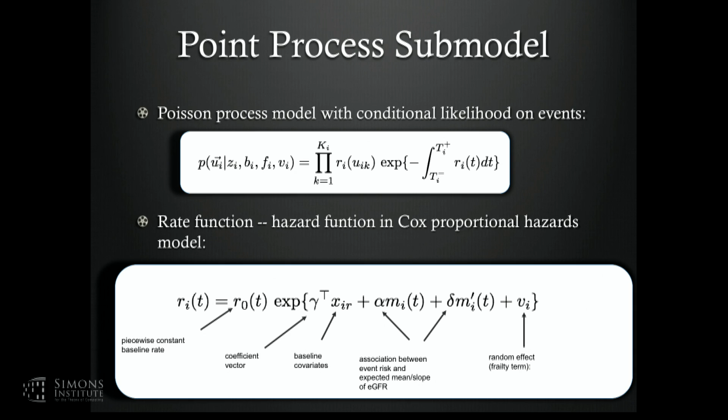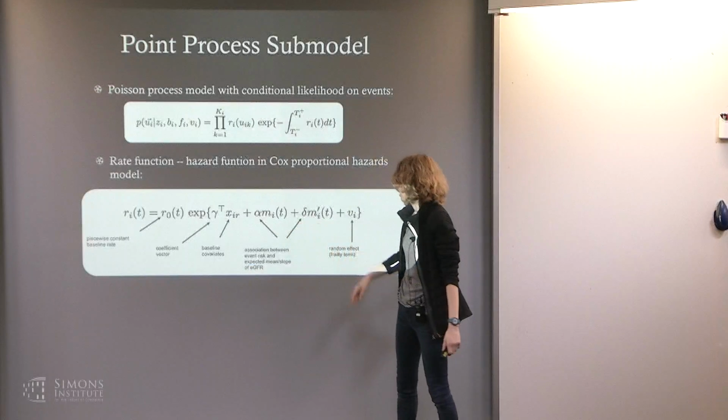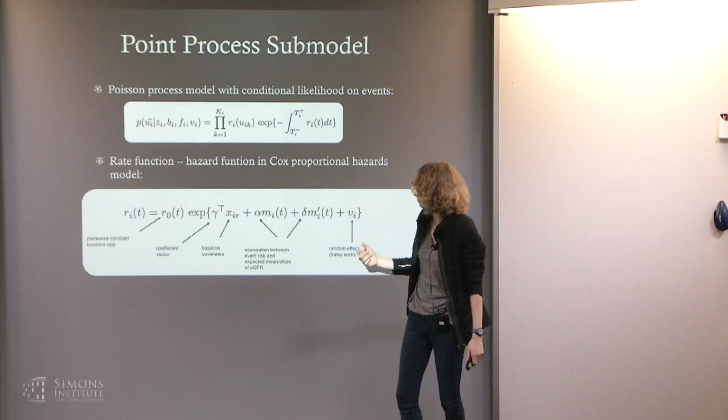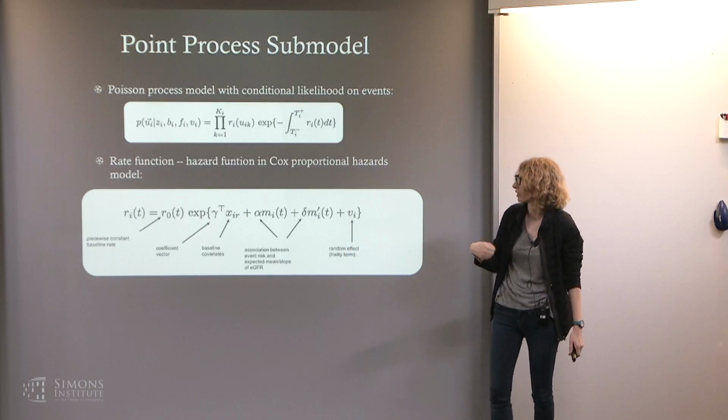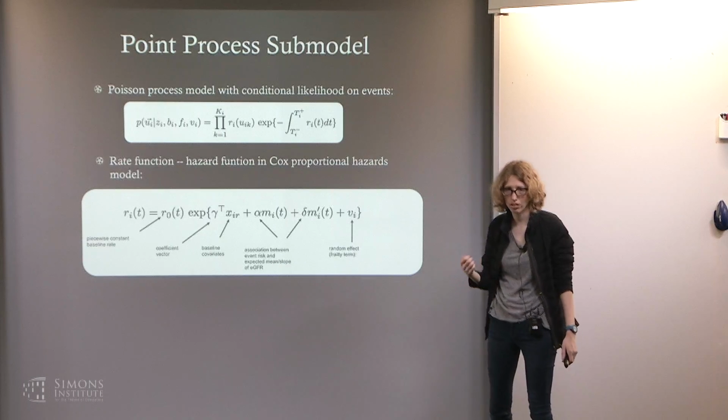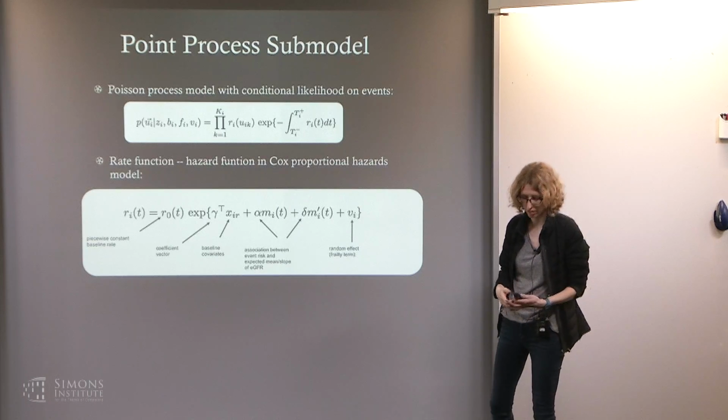Or we're going to use a rate function, just the hazard function, in a Cox proportional hazards model. The idea here is that when we look at the rate of events, we're taking in information from the eGFR time series model that we were talking about learning previously, right? So we look at its mean, and we look at the standard deviation, and we take that into account when we're looking at the rate of actually having these events. So we're tying the two together in that way.